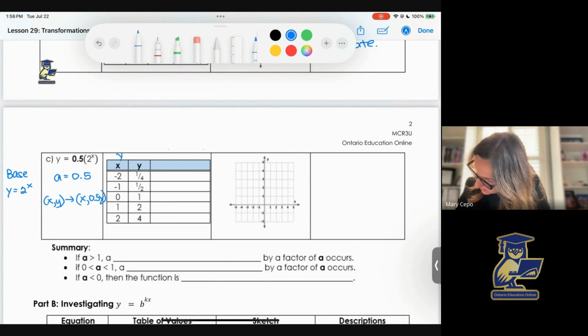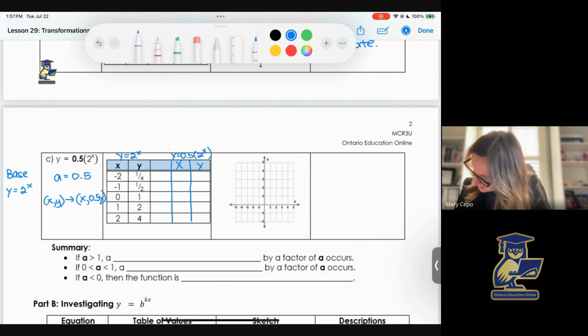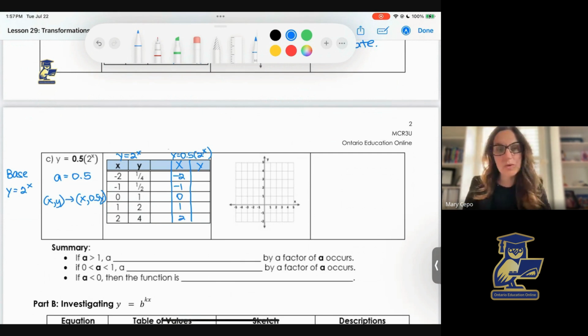So again, here's our base function. y is equal to 0.5 times 2 to the power of x. So with that in mind, again, the x values are not impacted. A only impacts your y coordinate. So this would become, x can remain the same. Okay, so 1/4 times 1/2 would be 1/8. 1/2 times 1/2 is 1/4. 1 times 1/2 is 1/2. 2 times 1/2 is 1. 4 times 1/2 is 2.